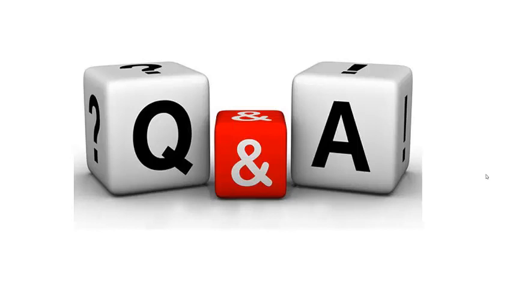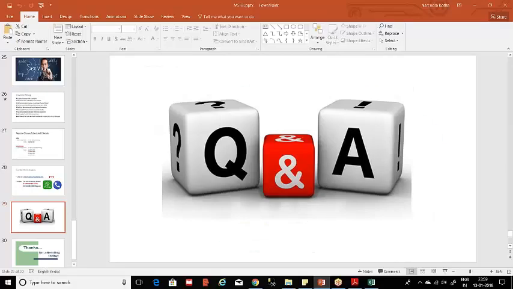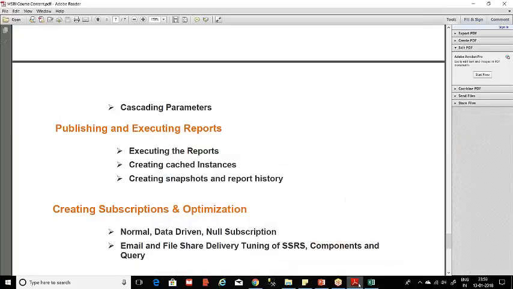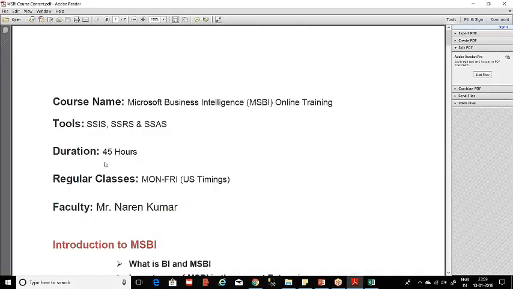Manasa asks about the expected course completion. If you see my course content, the time required is 45 hours. We will have classes from Monday to Friday. Every day the class is a minimum of 1 hour, maximum 1 hour 15 minutes or 1 hour 30 minutes. So somewhere around the first week of March or the middle of March we can finish the course.